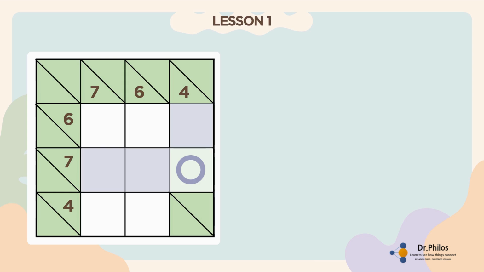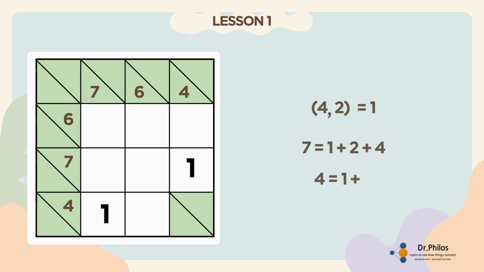Try to figure out the remaining boxes too. There's another place where 7 and 4 meet. It's 4, 2. 4, 2 is also 1. Tell me the reason too. Because 7 equals 1 plus 2 plus 4 and 4 equals 1 plus 3, and the only common number is 1.